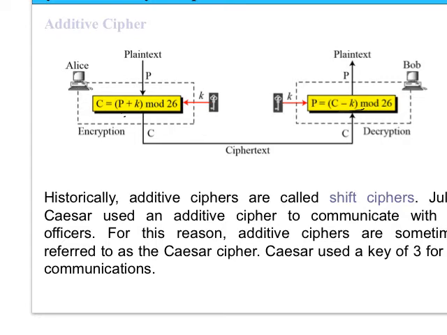So the decryption is the reverse operation, and I have to point out here that if this result is negative, then you have to add 26 to it. For example, if C is 3 and the key is 7, you get minus 4 modulus 26, so in that case you have to add 26 to the negative number, and then you do the modulus 26.